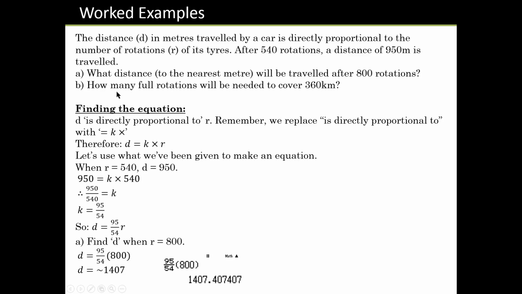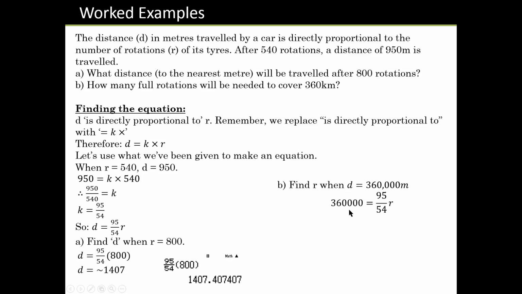And the second part: how many full rotations will be needed to cover 360 kilometers? How many rotations? How much r? We're going to find r here. And we've been given distance, 360, right? So find r when d is equal to 360,000 meters. It says 360 kilometers. Now your textbook has made a mistake. For some reason they've said 360 is d. d is not 360, d is 360,000, because it's just kilometers and d is in meters.